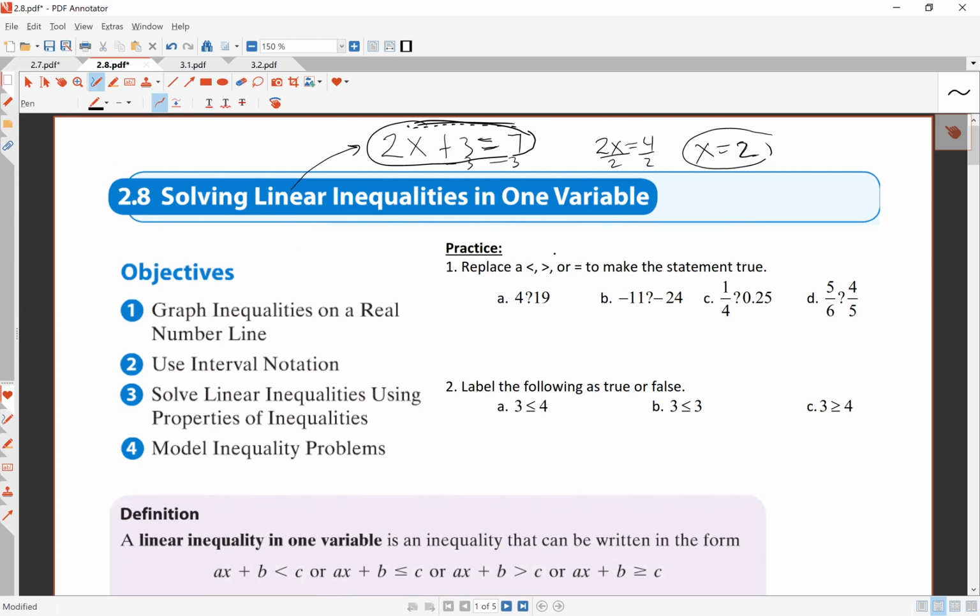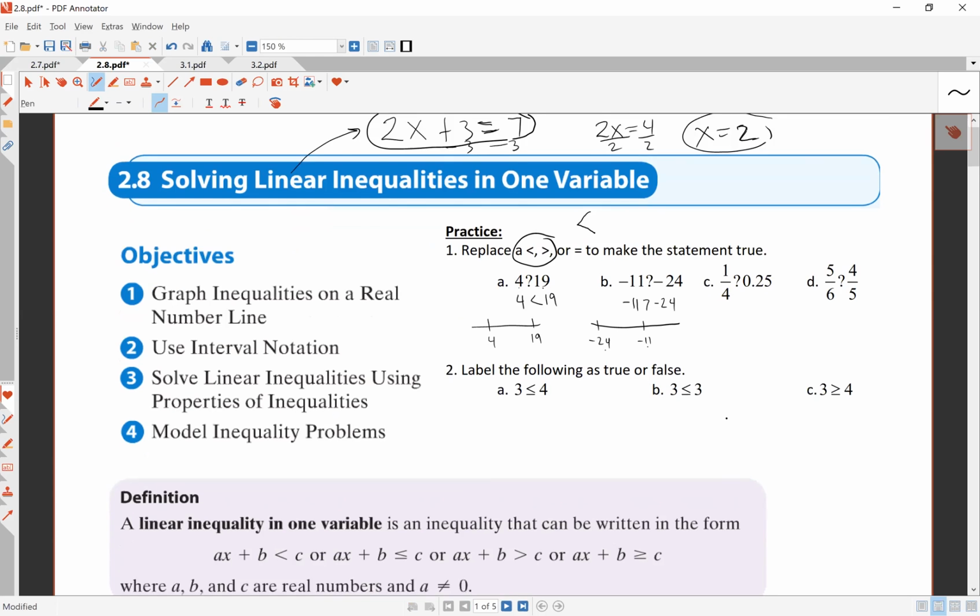Do you remember about these symbols, the less thans, greater thans? Okay. So this symbol means that 4 is to the left of 19 on the number line. And so we would write 4 is less than 19. On the other side of the number line, you have negative 11 and then negative 24. And since negative 11 is to the right of negative 24, we say it's bigger than negative 24. That's what you need to know about those symbols.